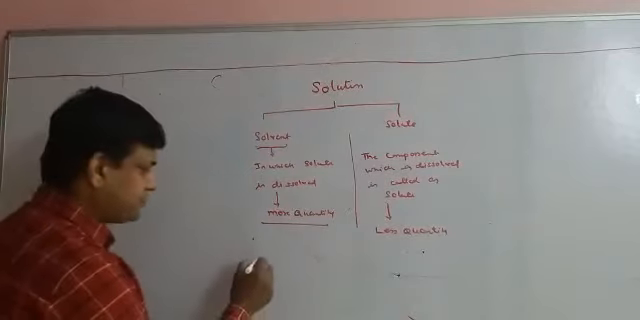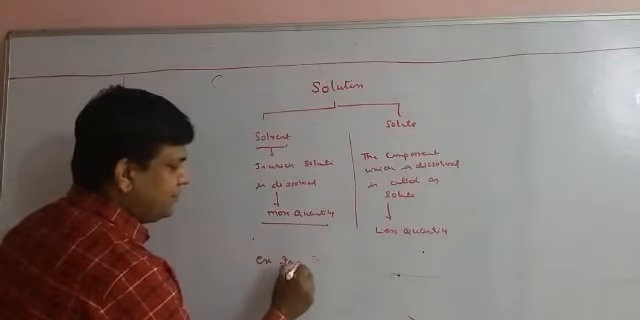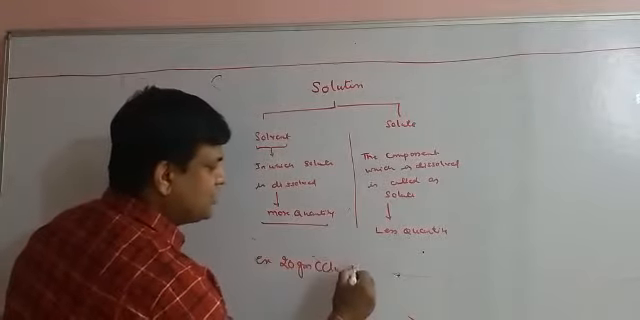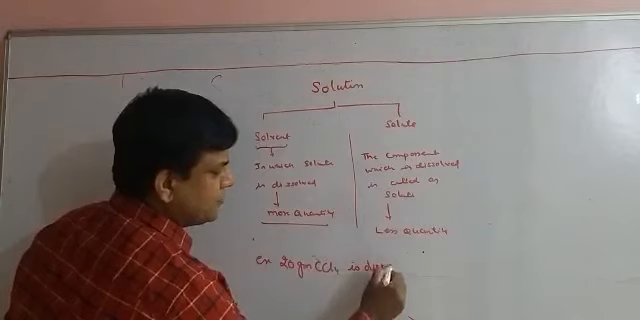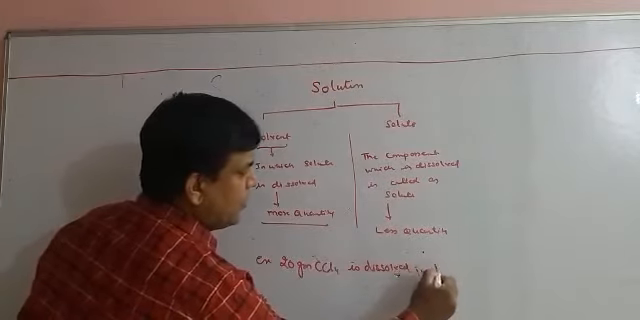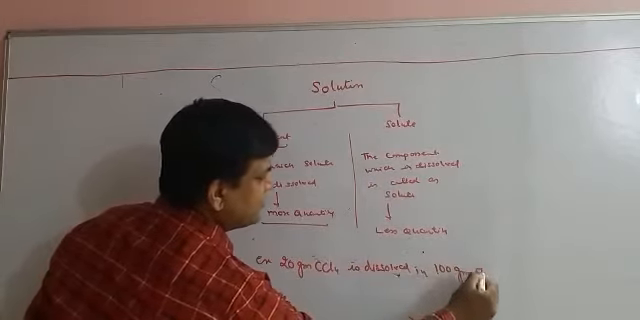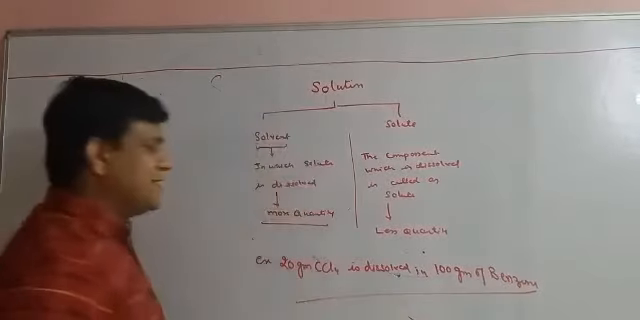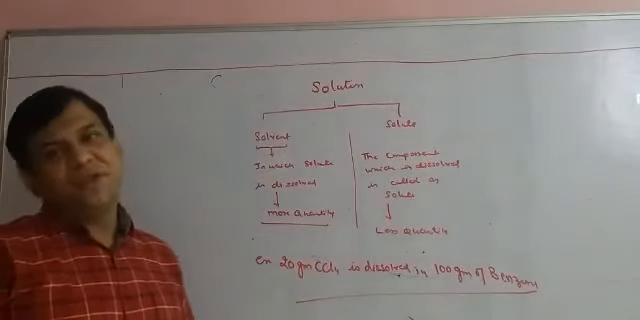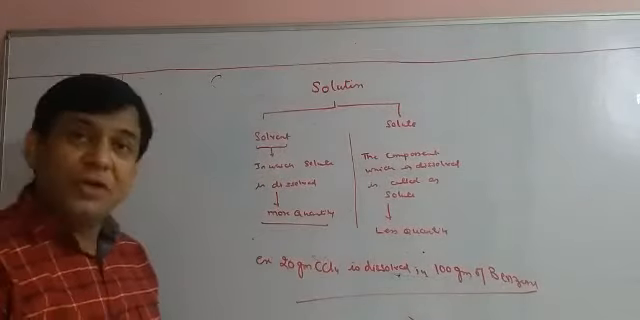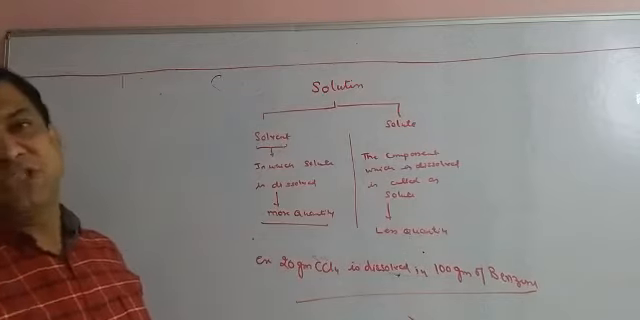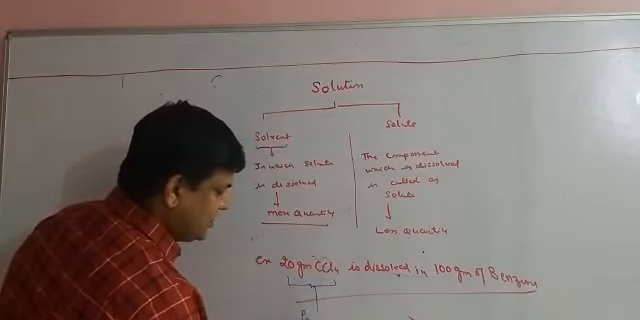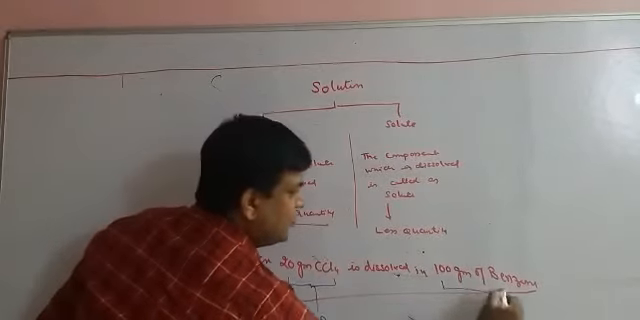For example, 20 gram carbon tetrachloride CCl4 is dissolved in 100 gram of benzene. In this case, carbon tetrachloride is working as the solute and benzene is working as the solvent. Why? Because carbon tetrachloride is in the less quantity and benzene is in the more quantity.